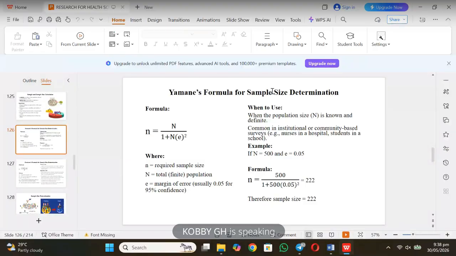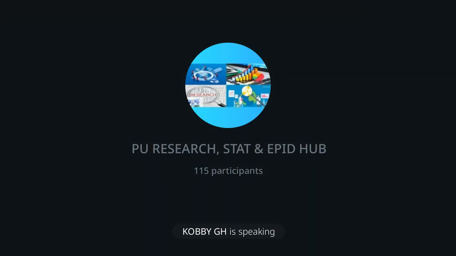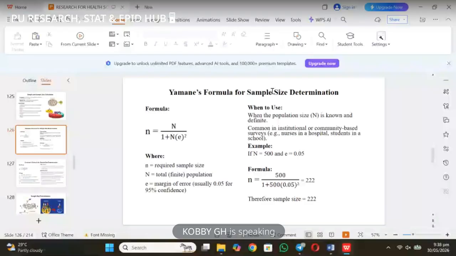So what are the two conditions for choosing Yamani's formula? One, when the population size is known. Two, when the population size is known and not too big. Is that okay? If we ask you why, it is because if the population size N is big, the sample size eventually will be big.